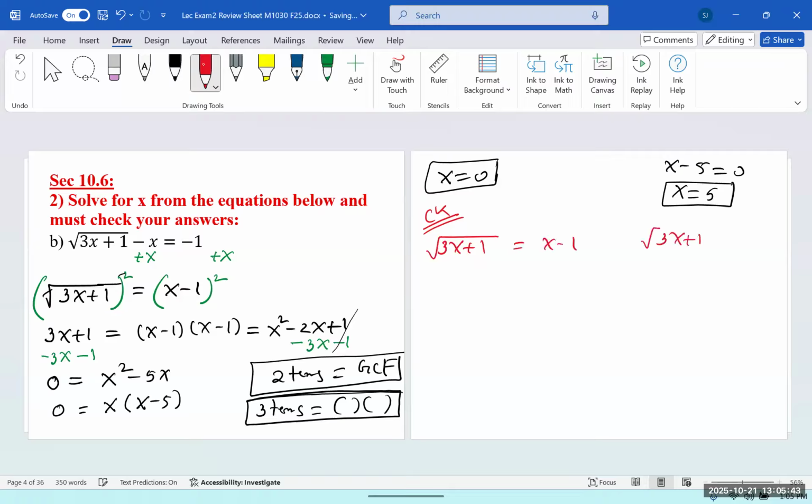So this is 0. We get 3 times 0 plus 1 equals 0 minus 1. And this is 5. So 3 times 5 plus 1 equals 5 minus 1. So on the left side, what do we get inside the radical? 1. What is square root of 1?